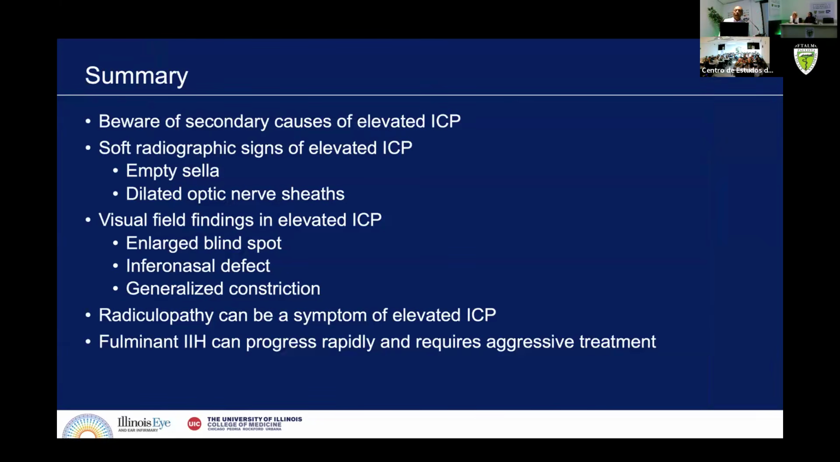So, that's IIH. Beware of secondary causes. We talked about tumor and venous sinus thrombosis. There are some soft radiographic signs, the empty sella, the optic nerve sheath dilation. Remember that the visual field is the most important test for your patients with papilledema. You might see an enlarged blind spot, inferonasal defect, or generalized constriction. You can get back pain and neck pain because of a radiculopathy. And fulminant IIH is the scary version of this that needs very aggressive treatment.